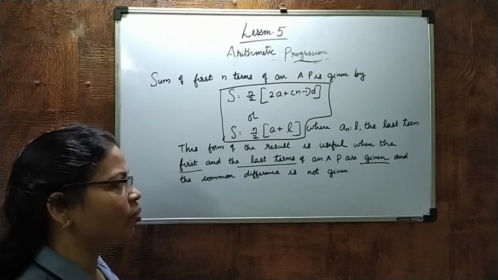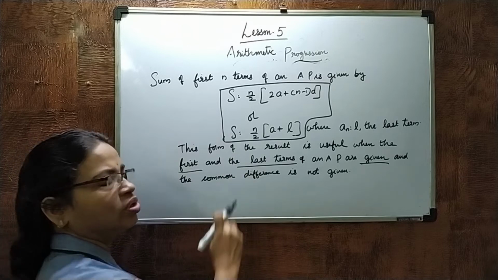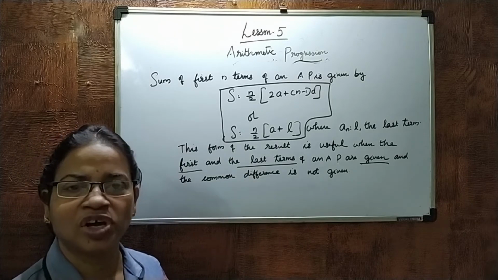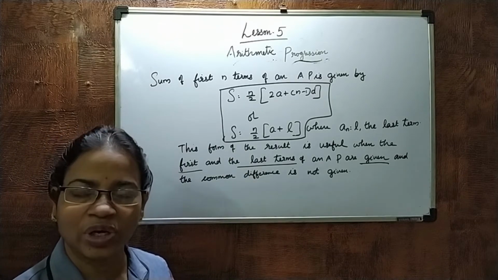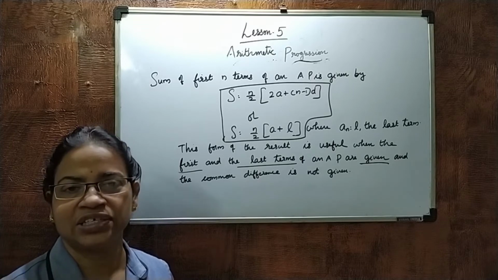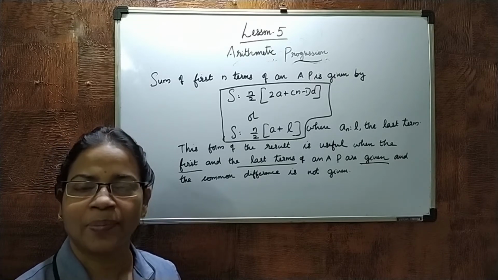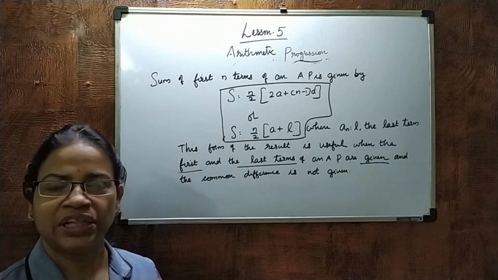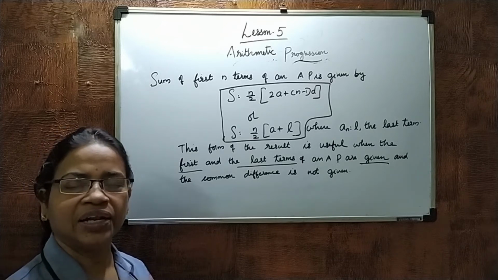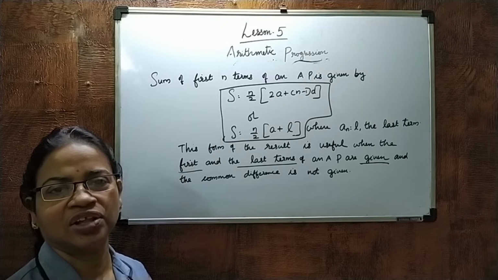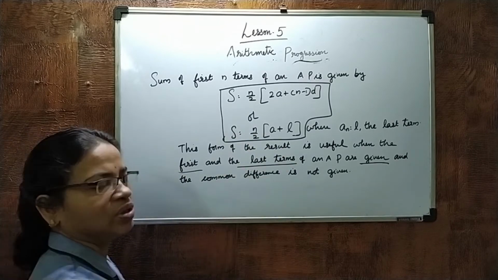Sometimes n will not be given. For that, which formula do you have to use to find n? an is equal to a plus n minus 1 into d. There we need d, and you apply it, then you will get the value of n, and then you have to find the sum.